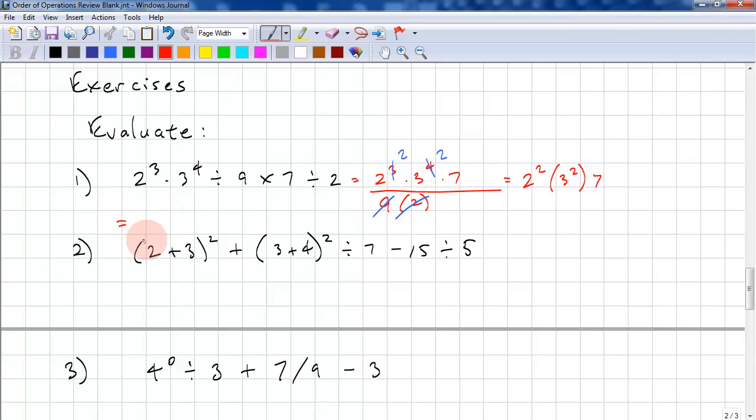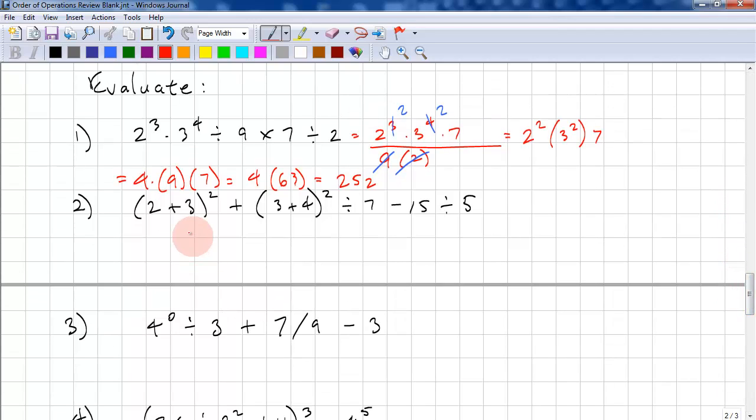So we have 4 times 9 times 7. This is 4 times 63, and this is 252. You can do some mental math here. 4 times 3 is 12. So we write down the 2. 4 times 6 is 24, but add the 1 from the 12, we have 25.